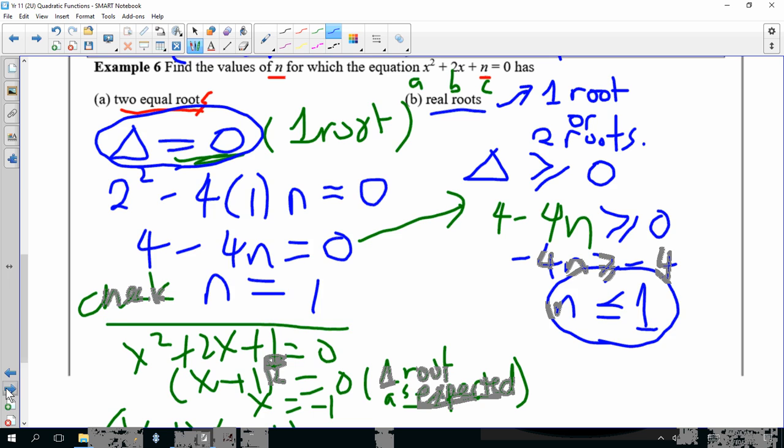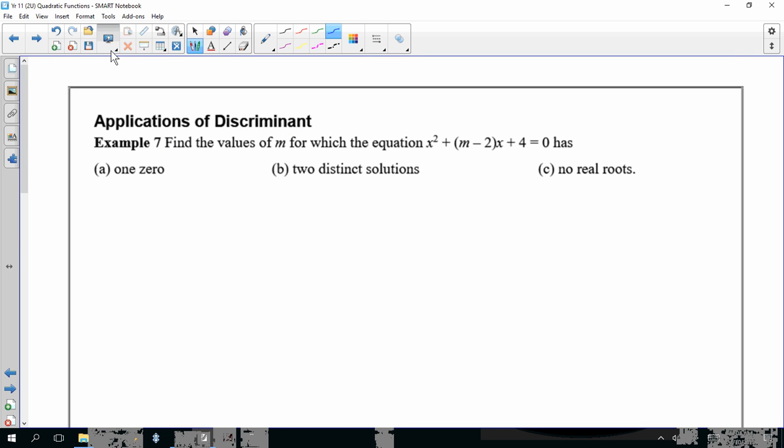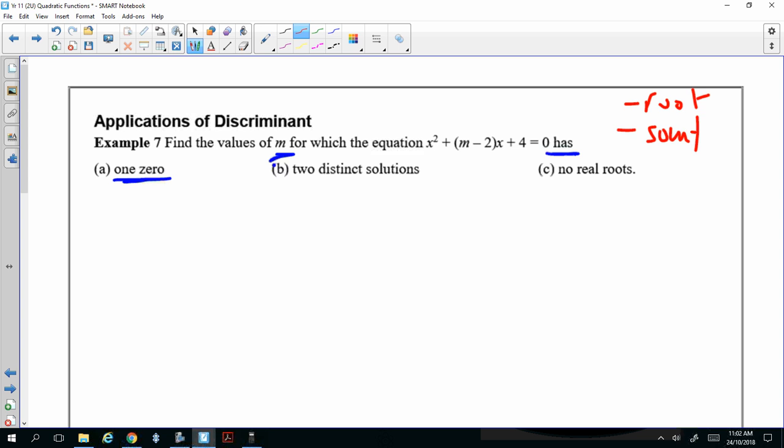Find the value of m. Again, we're finding a value so that this has 1 zero. Notice that these are the terms you need to know: root, solution, zero. They all mean the same thing. It means the answer to a quadratic or answer to any equation. So remember these 3 words, they can be used interchangeably. Root, solution, zero. So 1 zero means 1 solution.